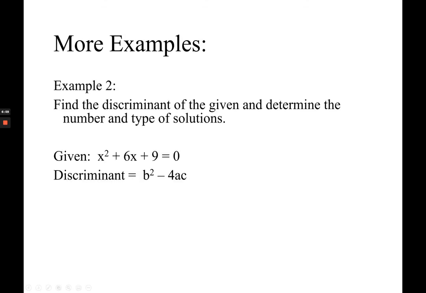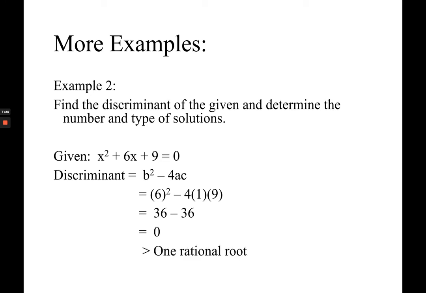You have here x squared plus 6x plus 9. Your b is 6, a is 1, c is 9. 6 squared is 36. 4 times 9 is also 36. It becomes 0. If your discriminant is 0, it means there's only one real solution, one rational root. Let's have another example.